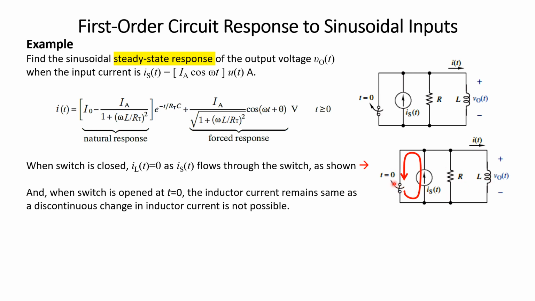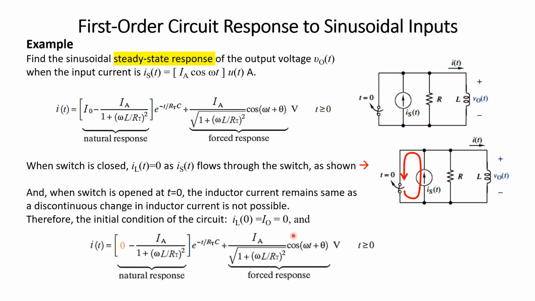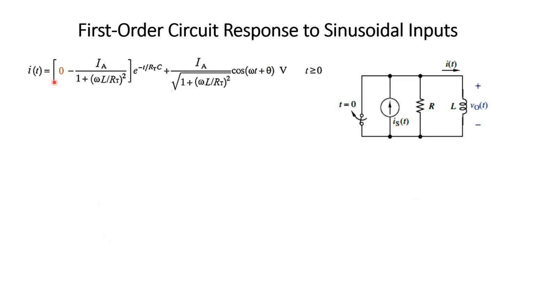So before the opening of the switch, the current is 0, and immediately after we open the switch, the current will remain the same. Therefore, the initial value of the inductor current, the state variable, symbolically represented as I naught, is equal to 0. This is the complete solution, and the initial value of the inductor current is 0. Therefore, this is the complete response. The remaining things will remain the same in this response. Now, it is reproduced again.